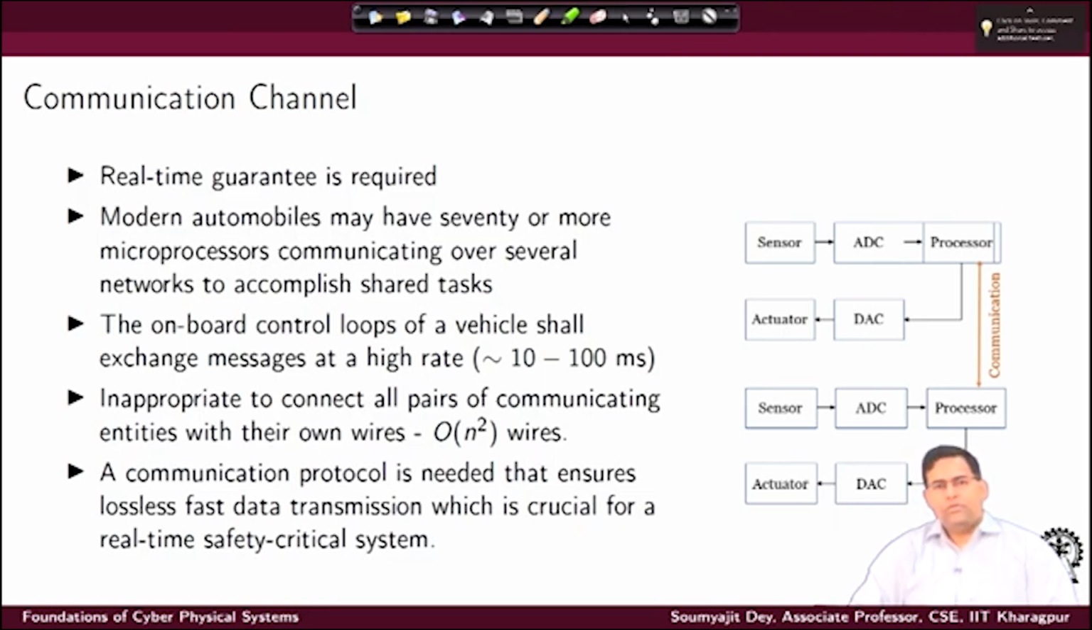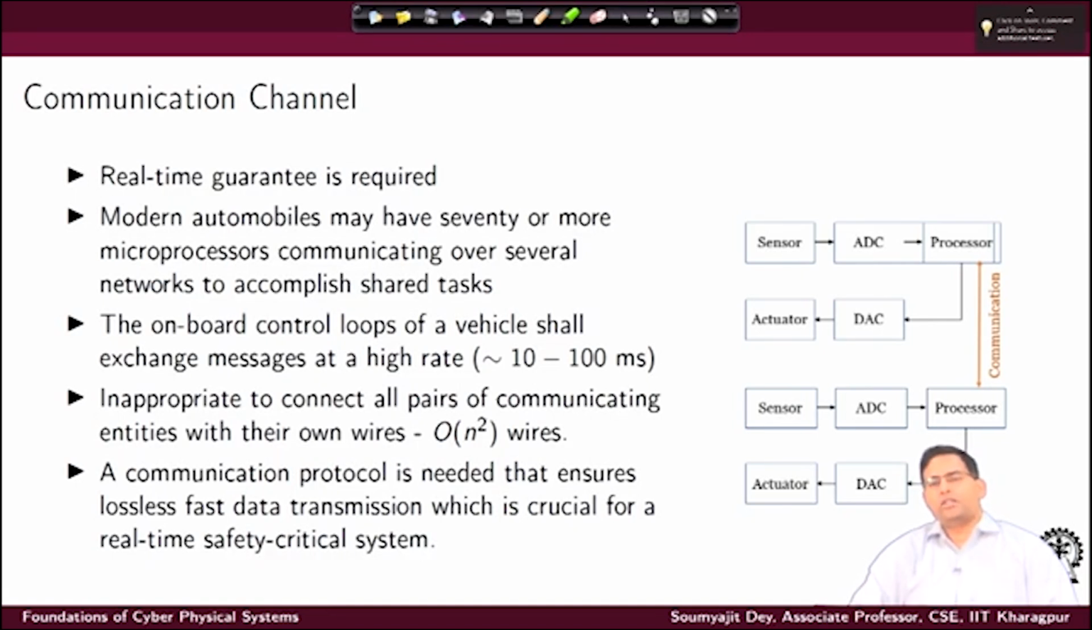So the issue is, if I have many processors, and any modern automobile can have 50 or 80 ECUs inside it, of different form factors, okay? Now if I try to connect each of them, all possible pairs, it would require an order n square number of wires, and that would be a big mess. So we understand that a standardized bus architecture needs to be followed whenever you are connecting ECUs, and for such bus architectures you need a suitable communication protocol that would ensure lossless but fast data transmission.